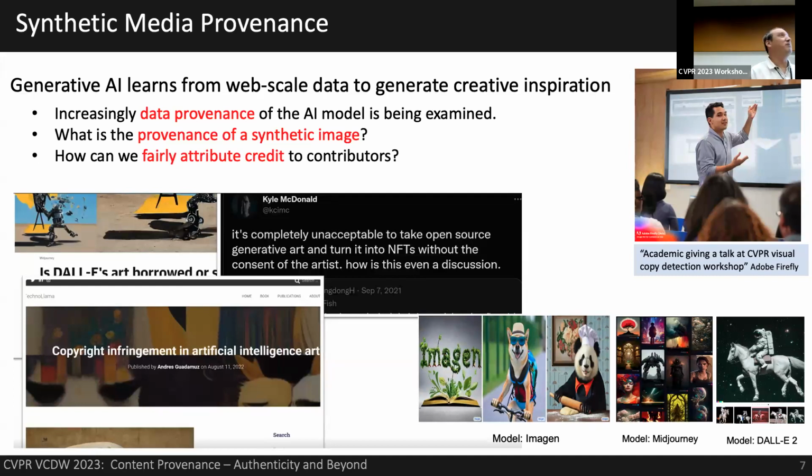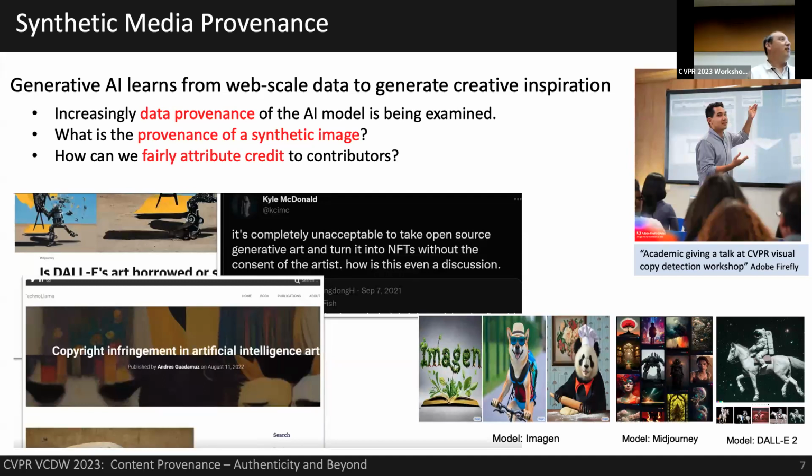Last summer, of course, we saw the rise of generative AI. It's been around for a while, but certainly through diffusion models, it's become a lot more capable. Models like DALL-E 2, Stable Diffusion. In recent weeks, Adobe also launched its own generative model, which is Firefly.